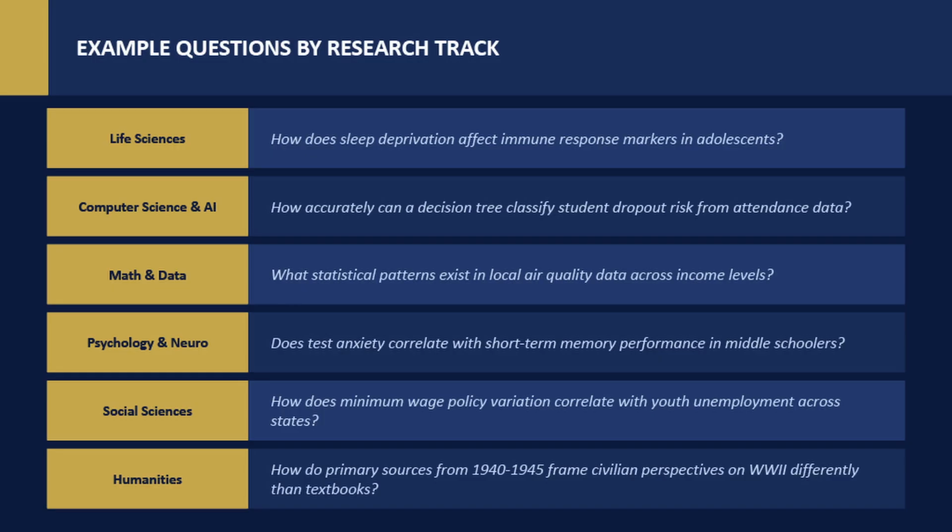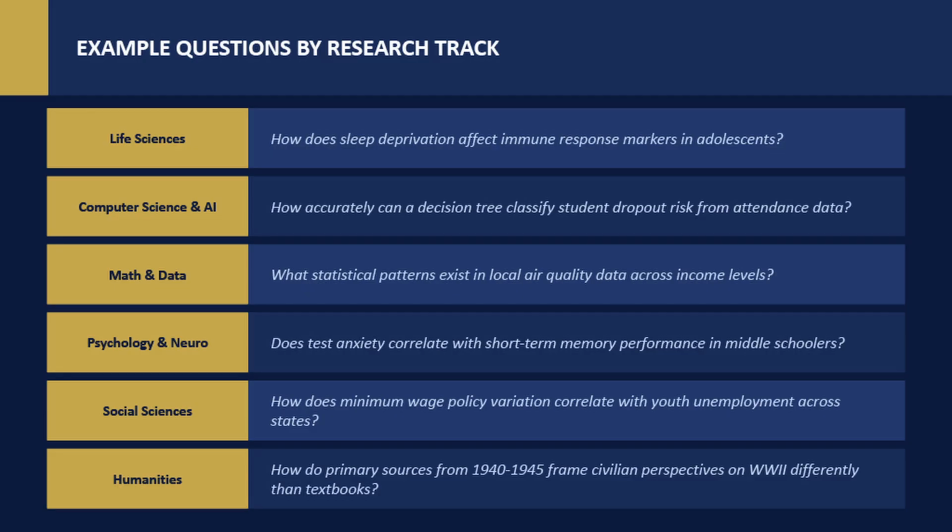So example questions by research track. Life sciences: How does sleep deprivation affect immune response markers in adolescents? So this is a very strong question, and I think we can see the reasons why. Computer science and AI: How accurately can a decision tree classify student dropout risk from attendance data? This question could be hard to understand, but because of the specifics that it dives into, we can tell that it's a really good research question.